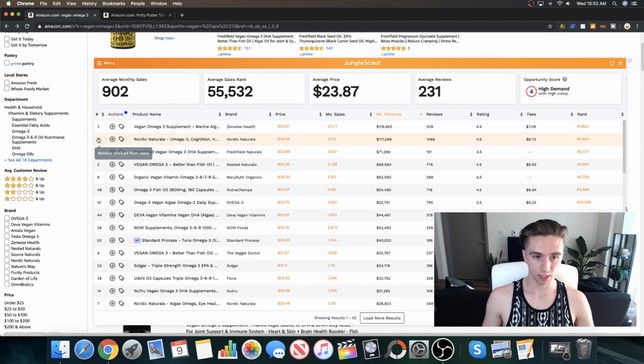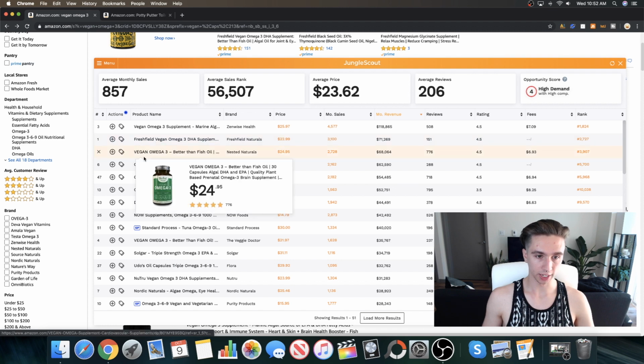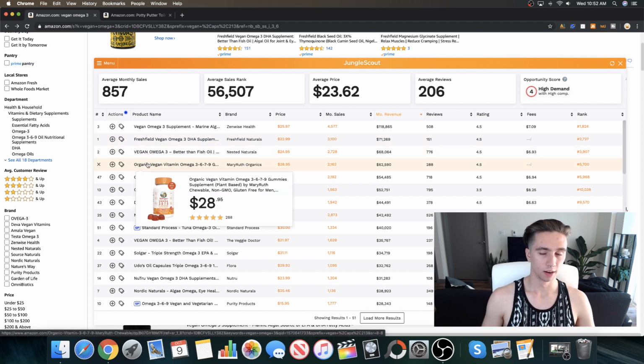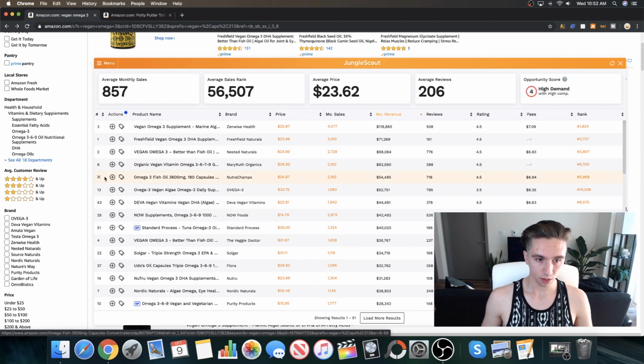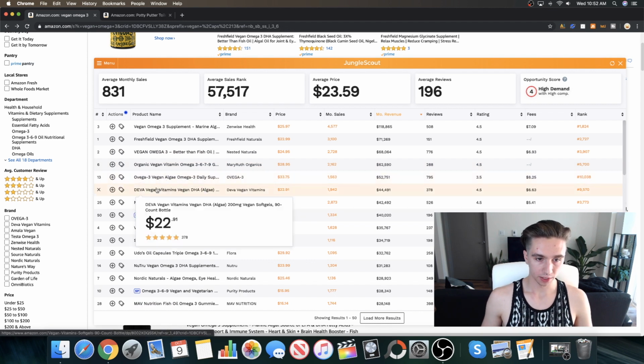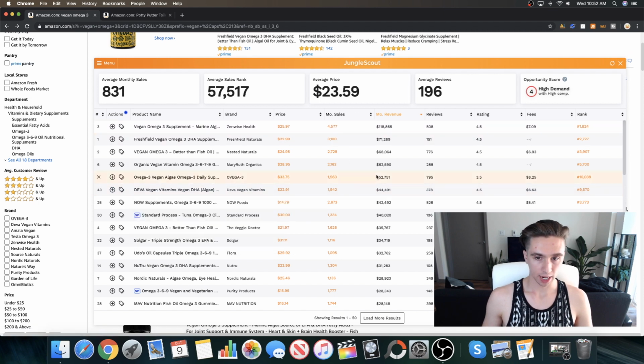So that one's not vegan. Make sure you're looking. Sometimes when you sort by revenue, you get some weird products in there that aren't correct. This one is correct. Fish oil is obviously not vegan. Obviously vegan. Okay, perfect. So we have like the top 5 right here.